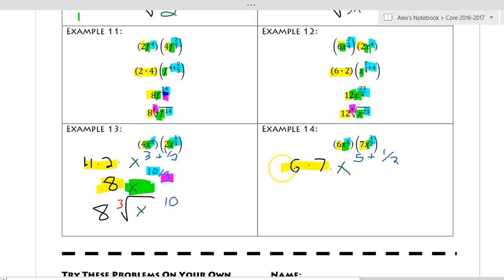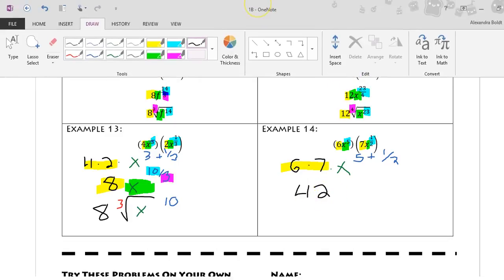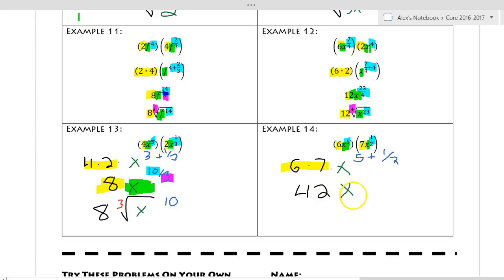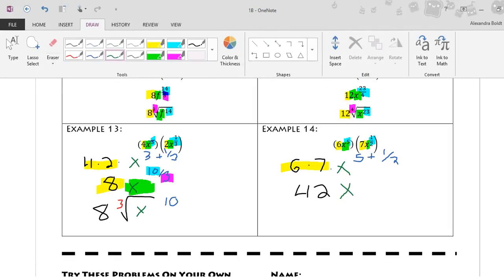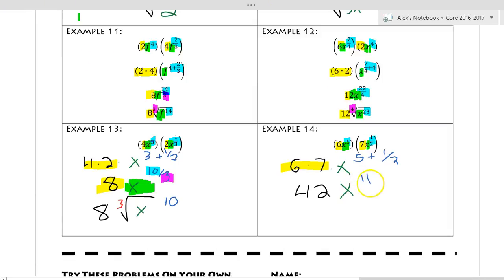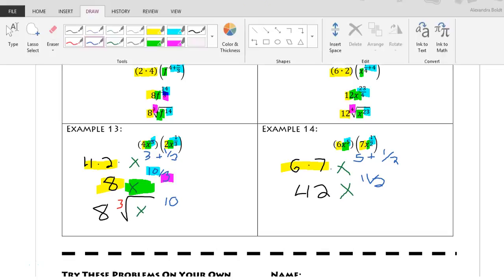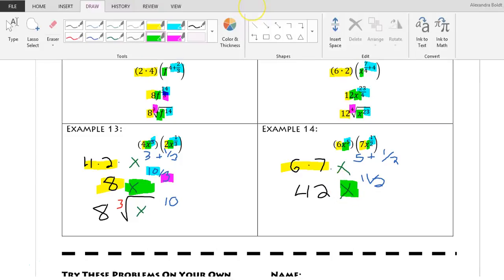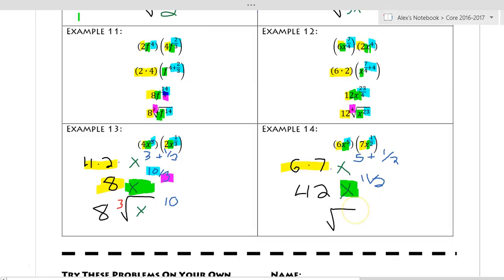So now I multiply together my coefficients. 6 times 7 is 42. My base stays the same, which is x. And 5 plus 1/2 is 11 halves. We do have to write it as an improper fraction. Not a decimal, not a mixed number. So then my base is x. That's what goes under my radical sign. 42 is just the coefficient. It's not being raised to any power.